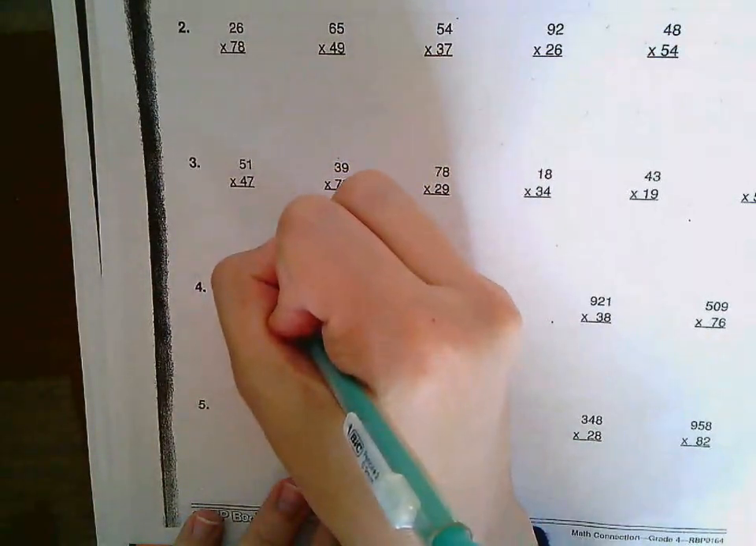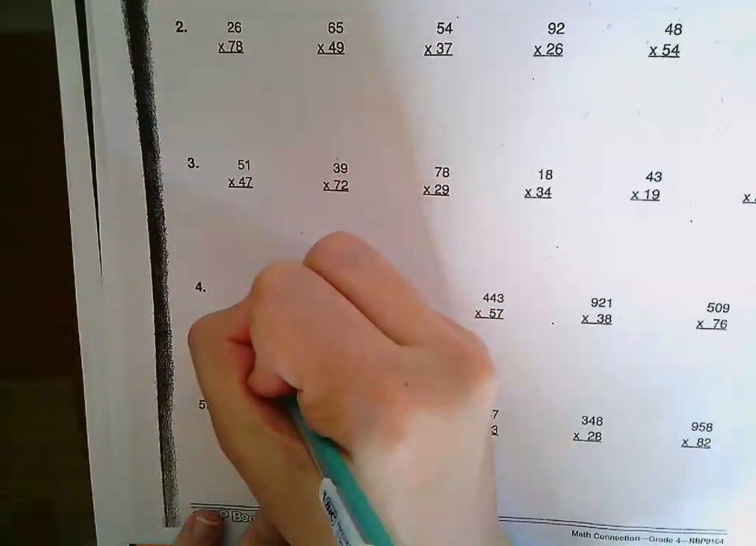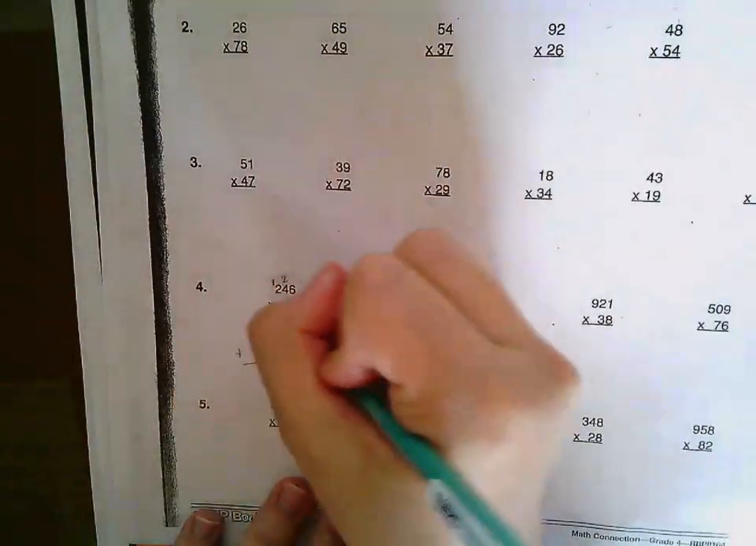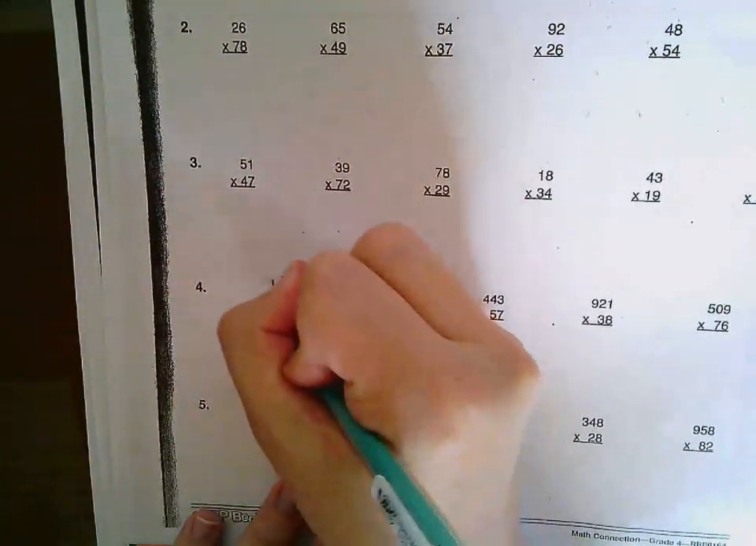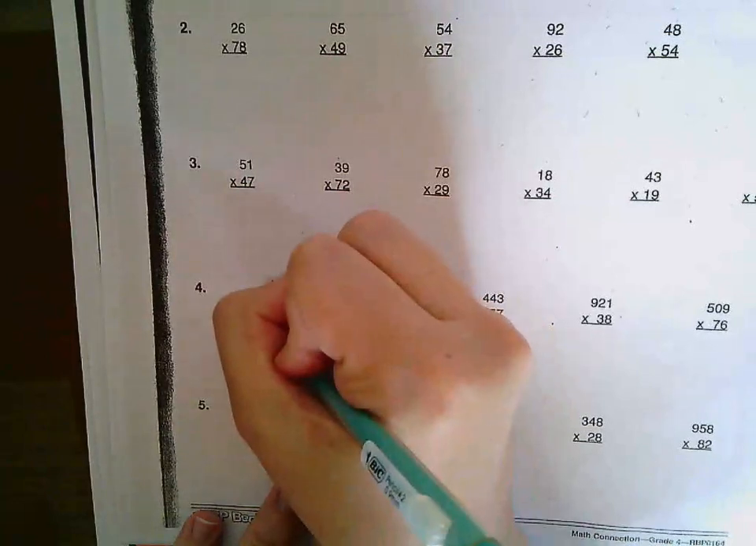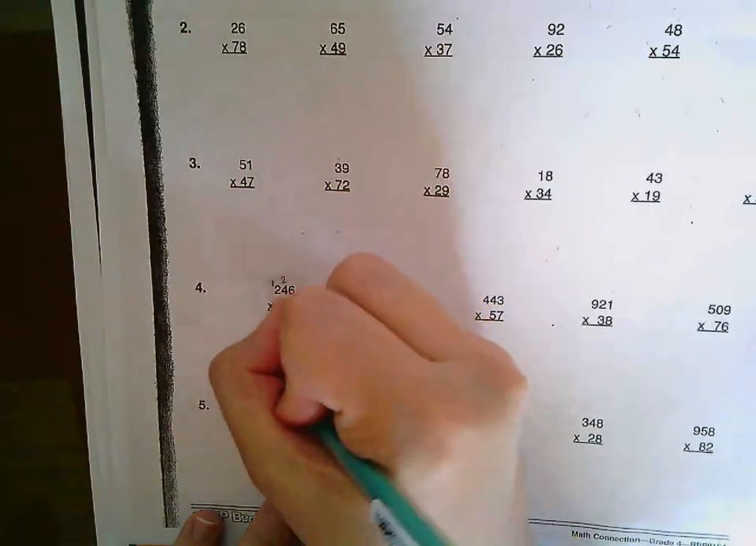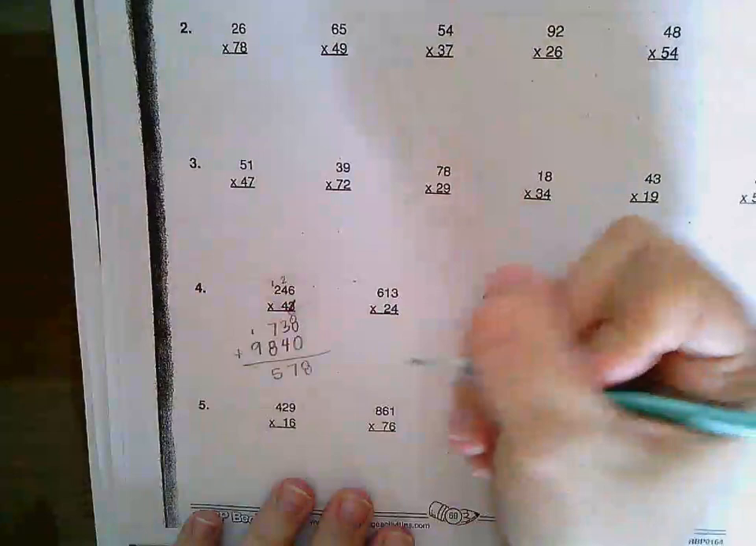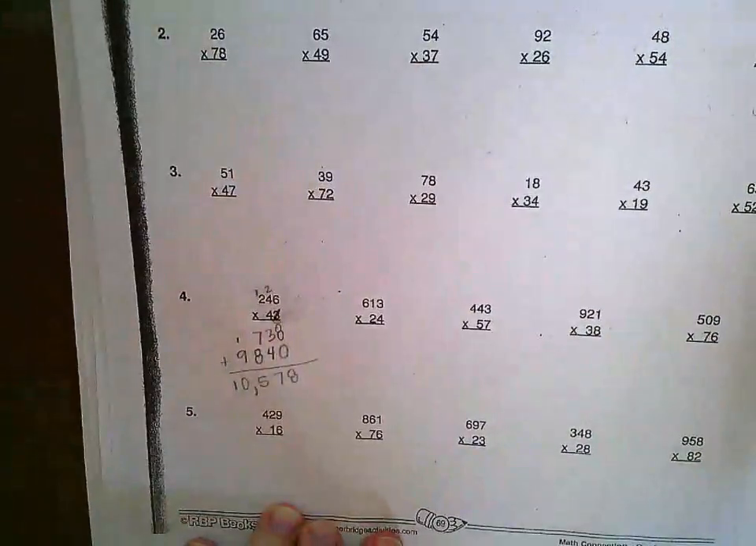4 times 2 is 8. Plus 1 is 9. To add these two numbers up, 8 plus 0 is 8. 3 plus 4 is 7. 7 plus 8 is 15. Carry the 1. 1 plus 9 is 10. Put my comma in. There's my answer.